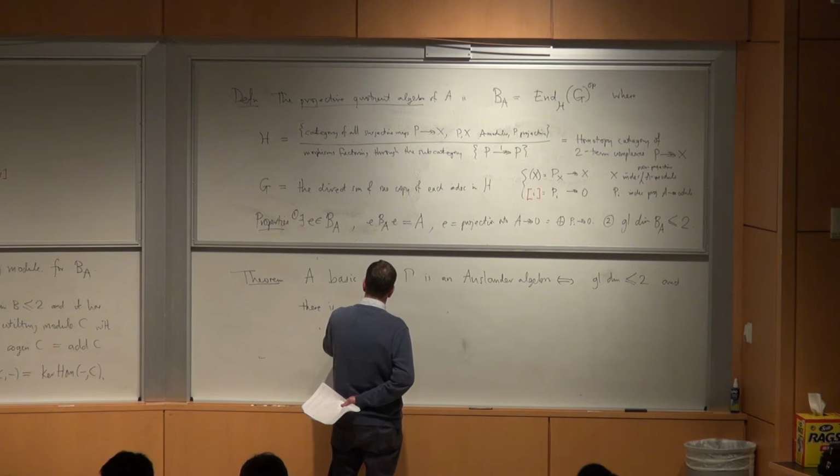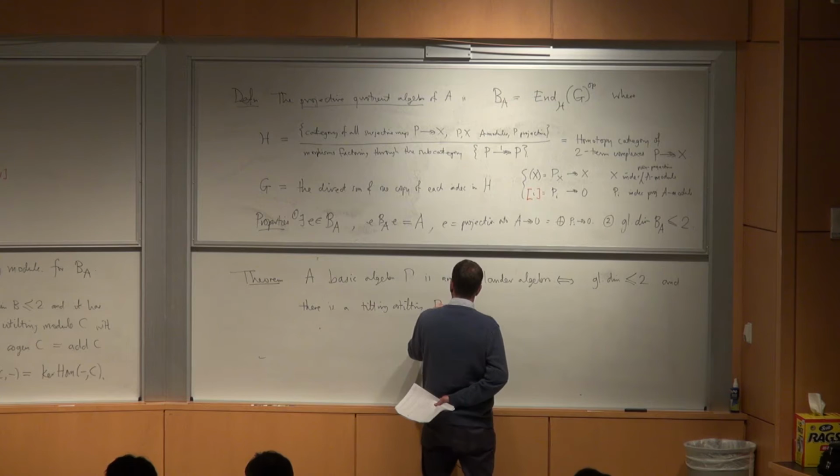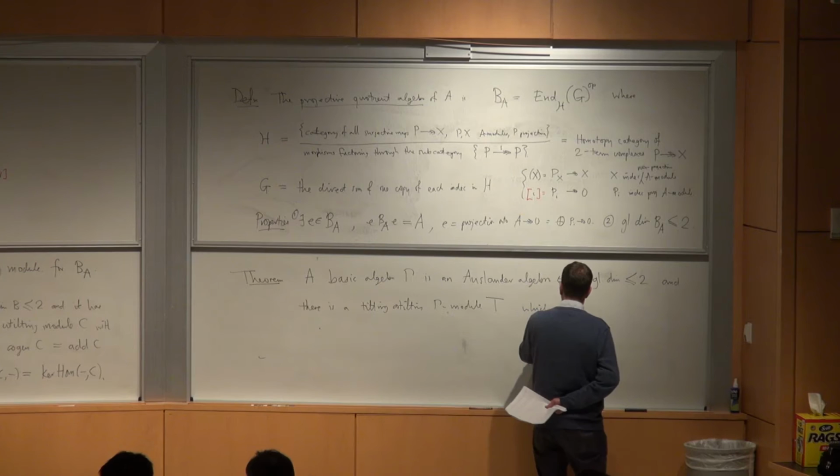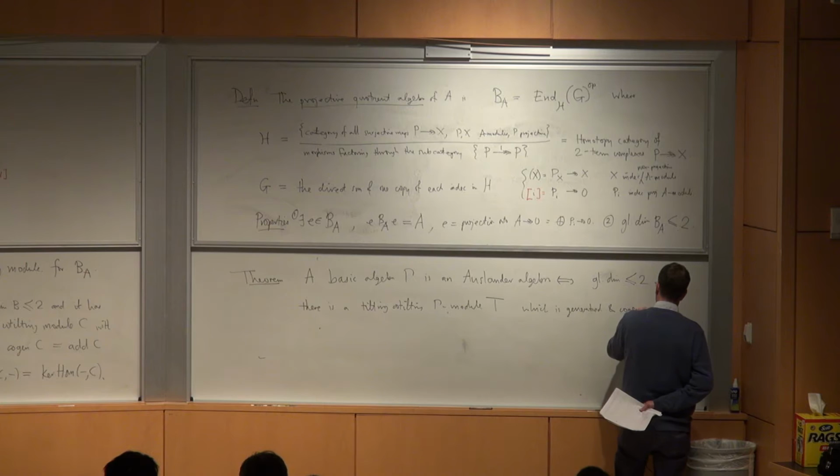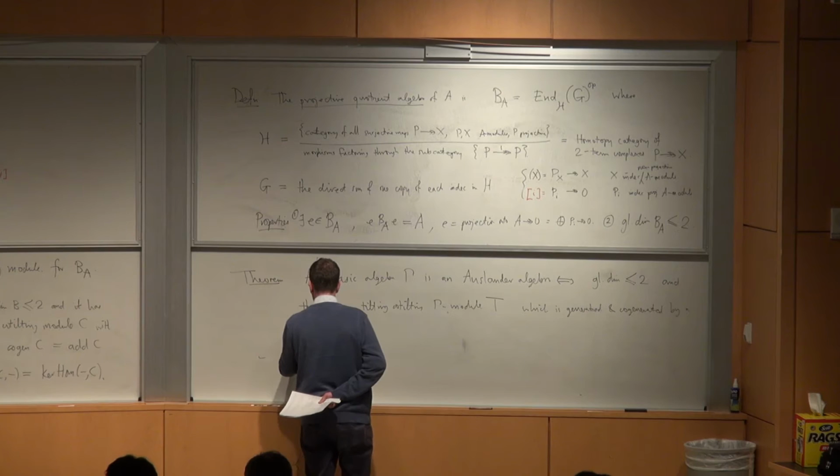cotilting gamma module T, which is generated and cogenerated by a projective injective module. Projective injectives.